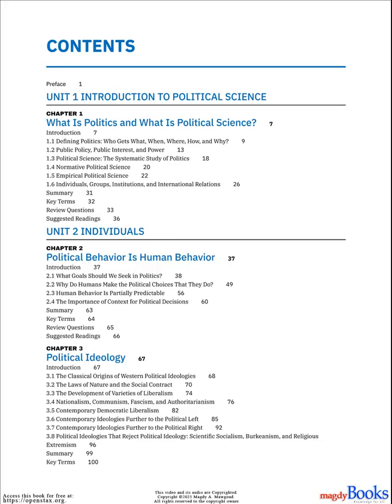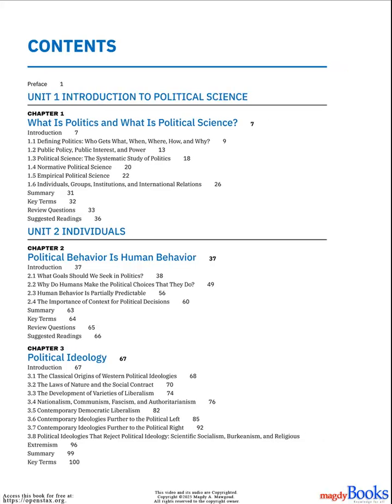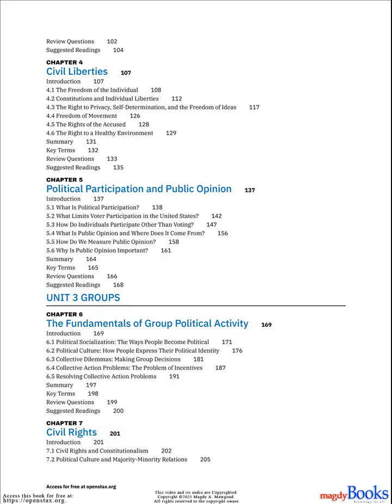3.5, Contemporary Democratic Liberalism. 3.6, Contemporary Ideologies Further to the Political Left. 3.7, Contemporary Ideologies Further to the Political Right. 3.8, Political Ideologies that Reject Political Ideology: Scientific Socialism, Burkeanism, and Religious Extremism. Summary, Key Terms, Review Questions, Suggested Readings.